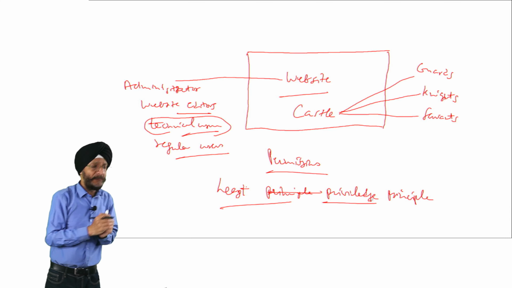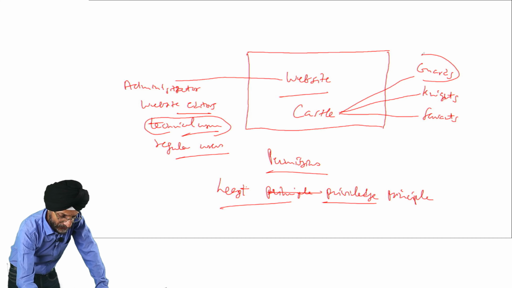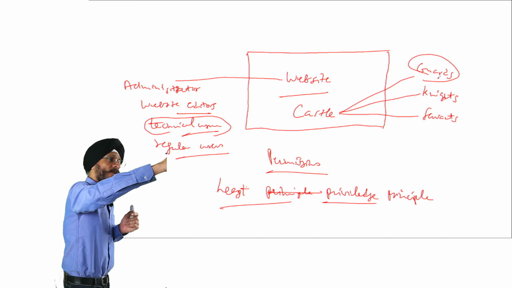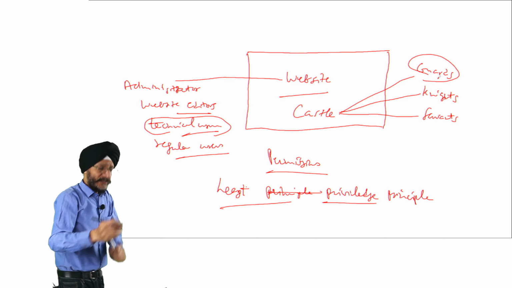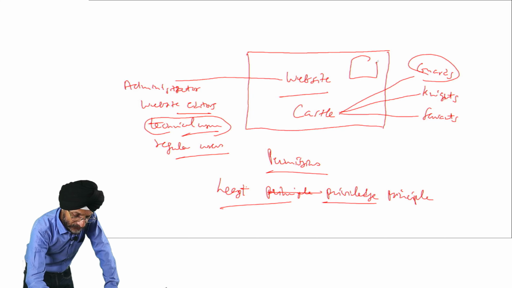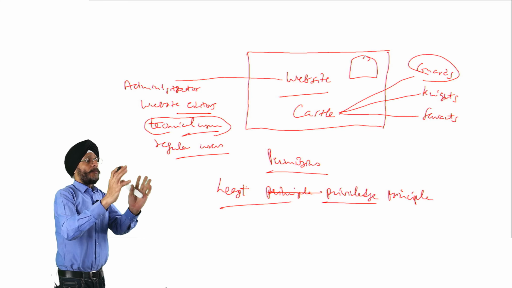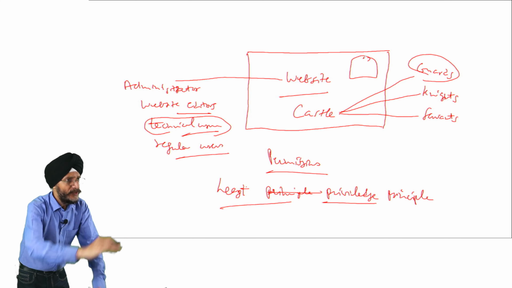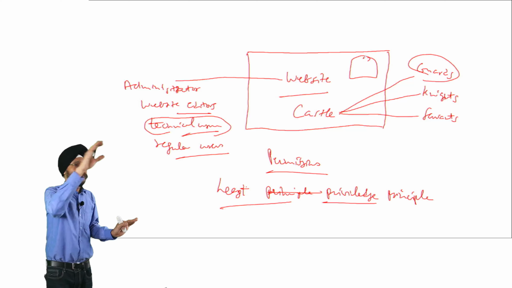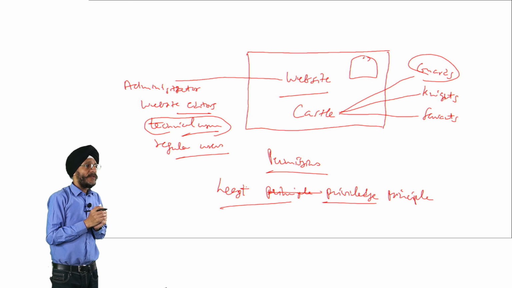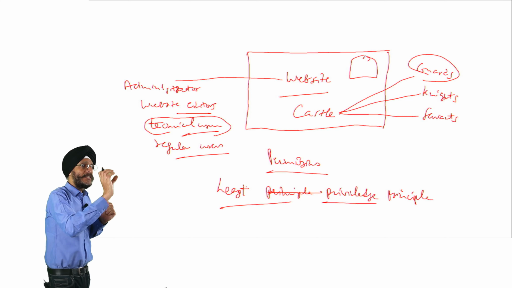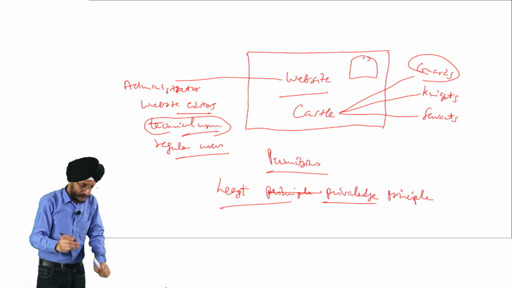We cannot expect that a guard in a castle has access to the place where valuable items are kept, because the role of the guard is only to protect the walls of the castle. So we should adopt the least privilege principle.